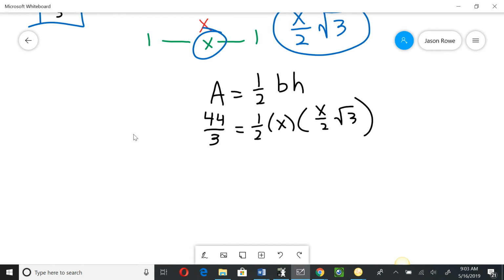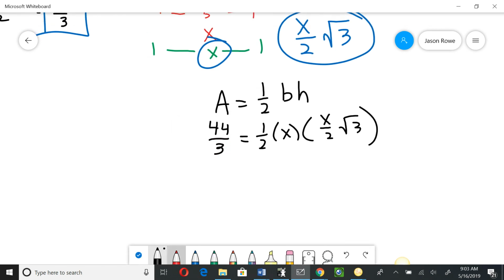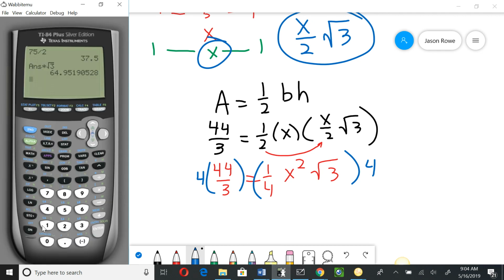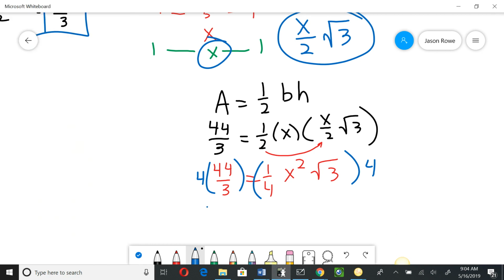Now it's just a little bit of algebra. We have 44 over 3 equals 1/4. I get 1/4 by multiplying those two. 1/4 x squared times the square root of 3. Now it's just doing some inverse operations. I'm going to multiply by 4 to get rid of the 1/4. I've got my calculator. Don't be afraid to use your calculator. 44 times 4 gives 176 over 3 equals x squared times the square root of 3.